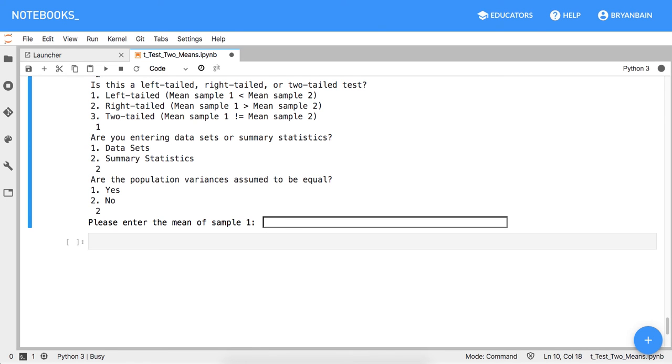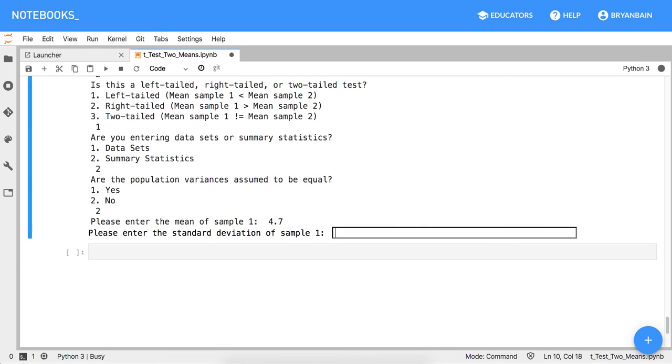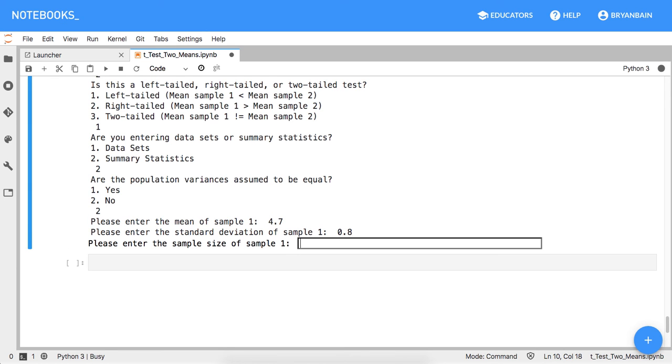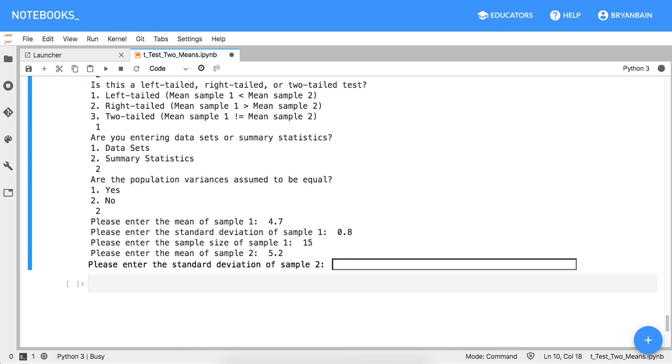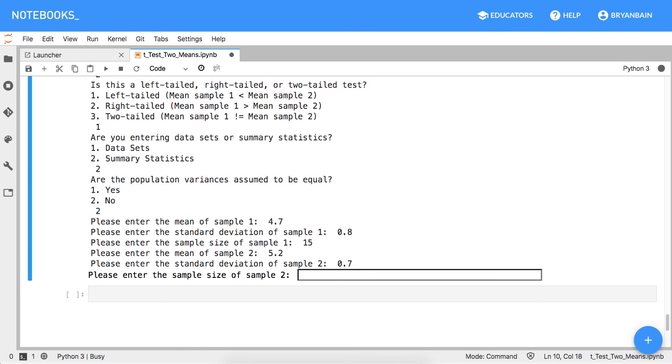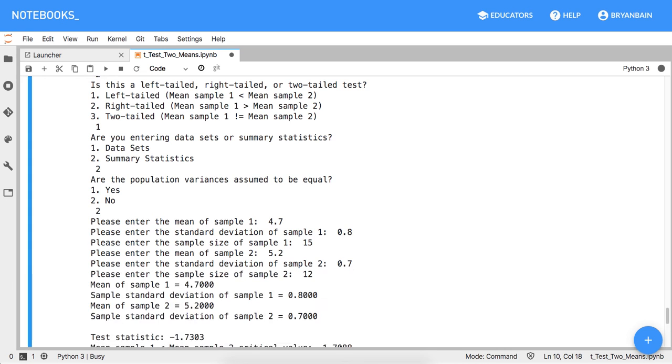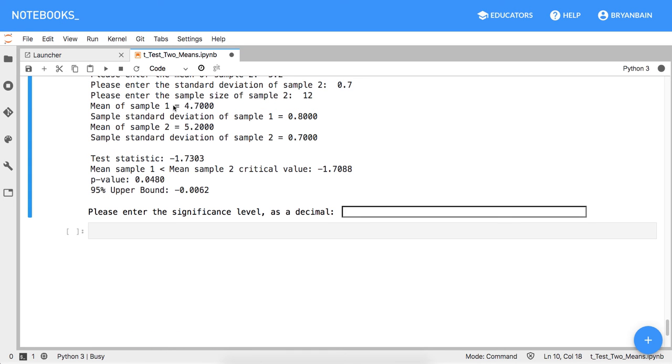So the mean of sample 1 was 4.7. The standard deviation is 0.8, and there were 15 in that first sample. For sample 2, we have 5.2 as the mean, 0.7 as the standard deviation, and the sample size is 12. So again, notice the sizes don't even have to be the same with independent samples. All right, so we have our mean of sample 1 and our sample standard deviation, just reprinted. Here's the information we're going to look at for our decision making. We have a test statistic of negative 1.7303. Our critical value is negative 1.7088.